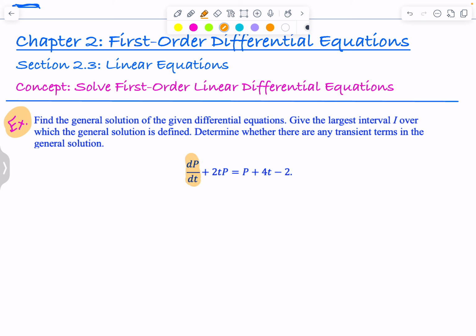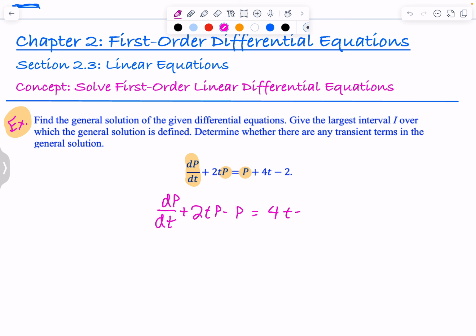But I'm looking and I'm like, okay, there's a dP/dt, there's my derivative. That means P is my function, and I have two of them. So right away, I'm like, that's not first order linear because I have that P on the right side, but you can actually manipulate this. This is dP/dt plus 2tP, and I'm going to minus this P over.